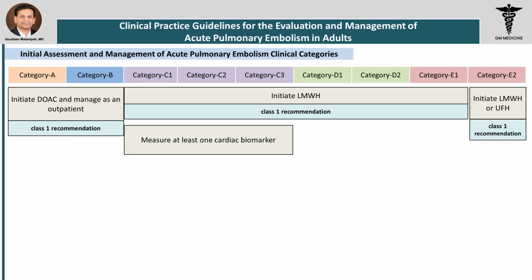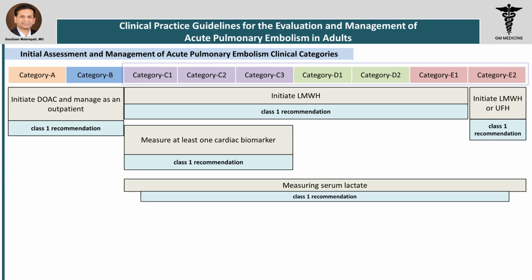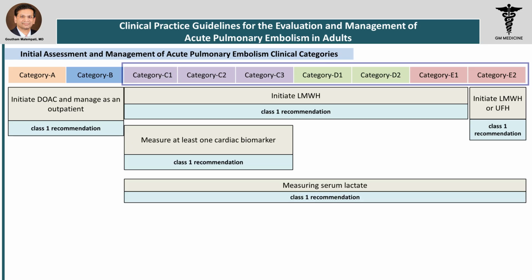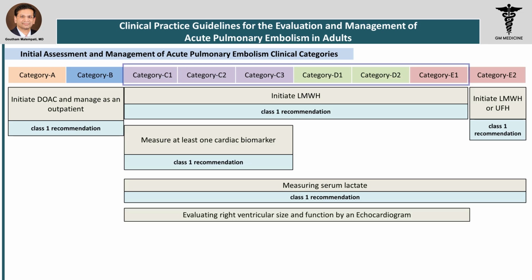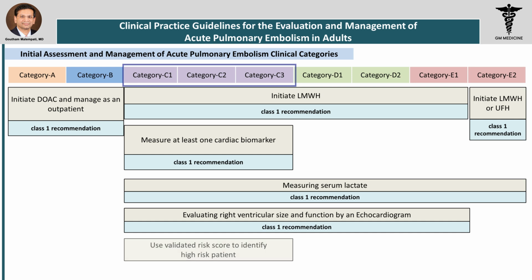For category C1 through C3, measure at least one cardiac biomarker, which can be troponin I or brain natriuretic peptide. It is a class 1 recommendation. Measuring serum lactate is a class 1 recommendation for category C1 through category E2. Evaluating right ventricular size and function by an echocardiogram is a class 1 recommendation for category C1 through category E1. Use validated risk score to identify high-risk patient for category C1 through C3. It's a class 2A recommendation.